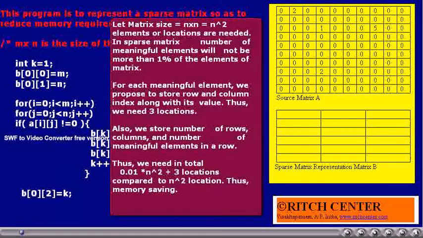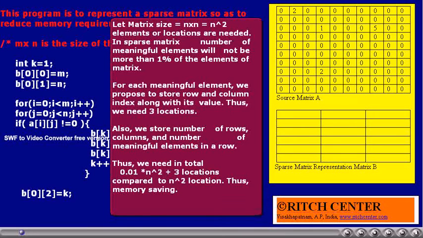Sparse matrix is the one which contains very less number of meaningful elements. Most of the elements are zeros. Only very less number of elements will be having values other than zeros. Normally, the number of meaningful elements are at most 1% of the total number of elements of the matrix. Then it is called as a sparse matrix.